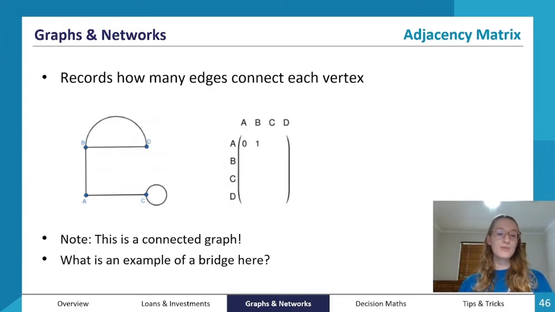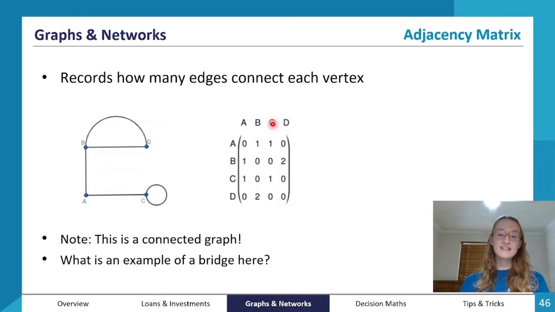How many connections between A and C? 1. How many connections between A and D? Actually, no direct connections, so we have 0, and we can actually fill in the rest of the graph. Some interesting things that I'll draw your attention to here is the connections between B and D. Connections between B and D is represented here and here. You can see that it's 2, and that indicates again that we have our multiple edges there.